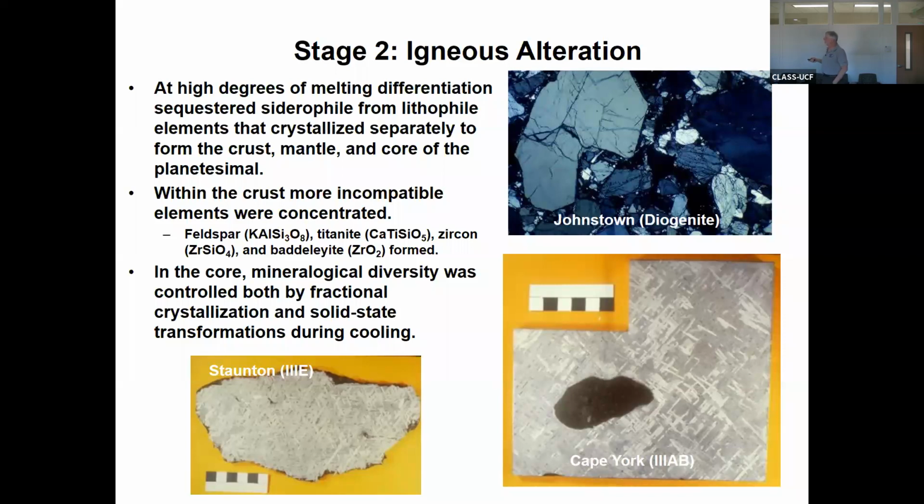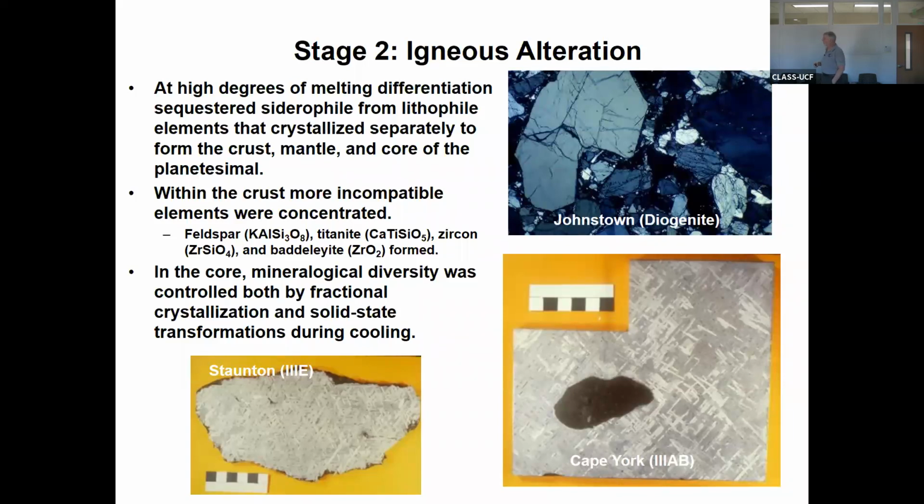This is where you get lots of potassium and aluminum, and calcium, and stuff, and zircons, baddeleyite. I love that name for a mineral. But this is a process that we'll see a lot of in asteroid and lunar geology. This concentration of incompatible elements.